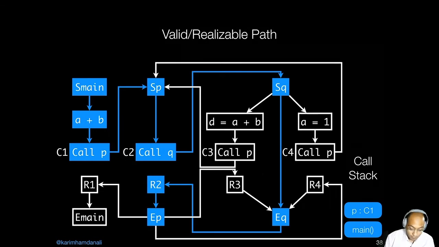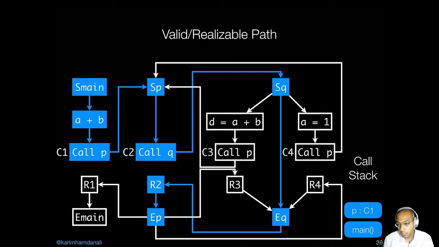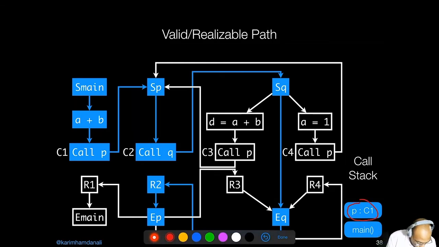Again, here I'm at an end point, or at the end of a function in my ICFG. At that point, I want to know where to go next. So I'm going to peek onto the top of the stack. And I'm going to see that what brought me here was a call to P from C1. So I should go to the return site associated with C1, which is R1. So I'm going to pop off that method from the stack. I'm going to go to R1. And then at the end, I'm going to go to main.